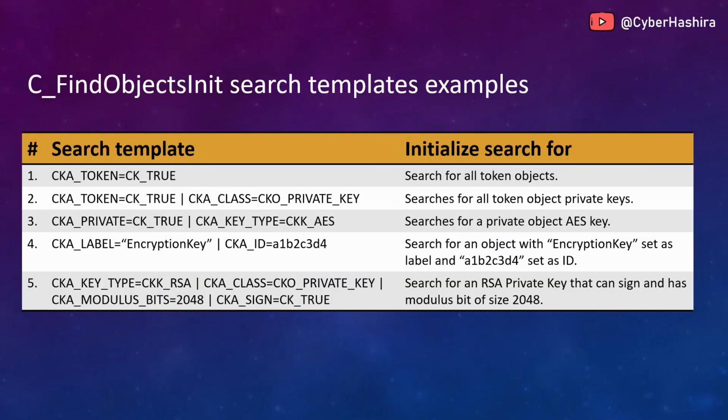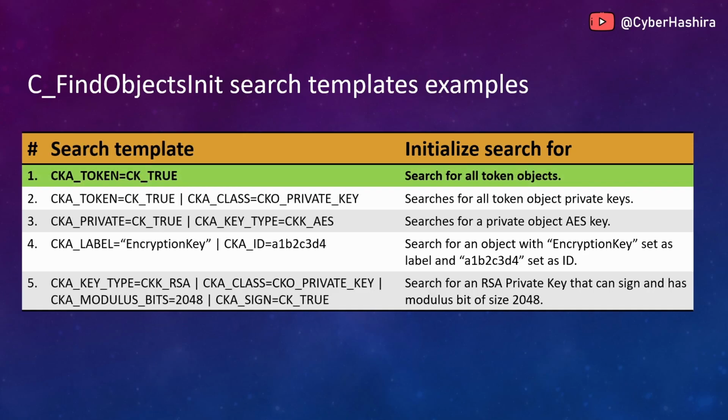I will now explain what search templates are. Imagine search templates to be kind of like a SQL query where you describe what you're searching for. In PKCS11, a search template contains the attributes that C_FindObjects function would use to search for an object. What you see on your screen are 5 examples, starting from the easiest to a bit more complex search. The first example is easy to understand. There is only one attribute, CKA_TOKEN, which is set as CK_TRUE. This search template would instruct C_FindObjectsInit to look for all token objects.